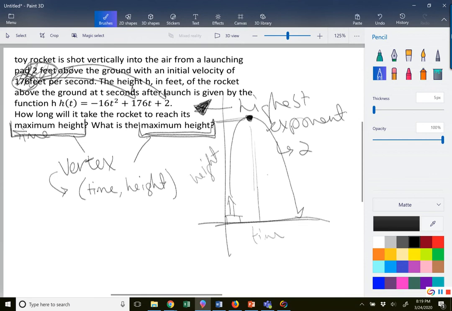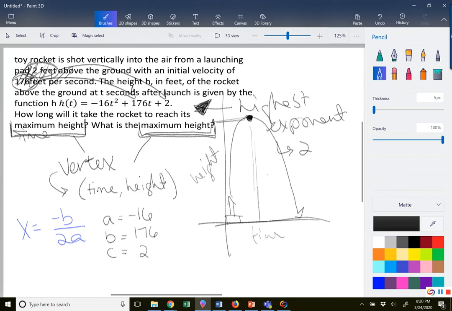So all we're going to do is take the equation and find the vertex of the equation. To find a vertex, you need a formula: x equals negative b over 2a. Your a, b, and c come from your original equation. Be very careful to make sure you have the correct a, the correct b, and the correct c. A is always the coefficient of x squared. B is always the coefficient of x. And c is always the constant.